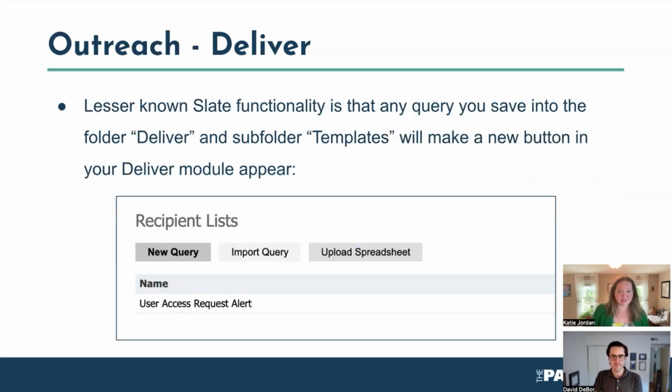So this is just functionality that I am not so secretly obsessed with, is making the import query button show up within deliver. Any query that you copy into the folder named deliver and then a subfolder named templates, and you click the little share button, that will magically show up under import query.